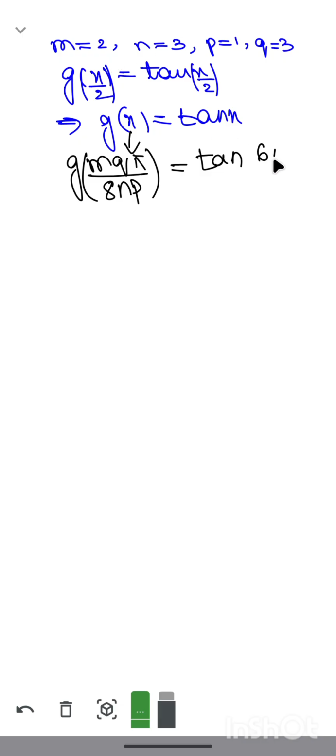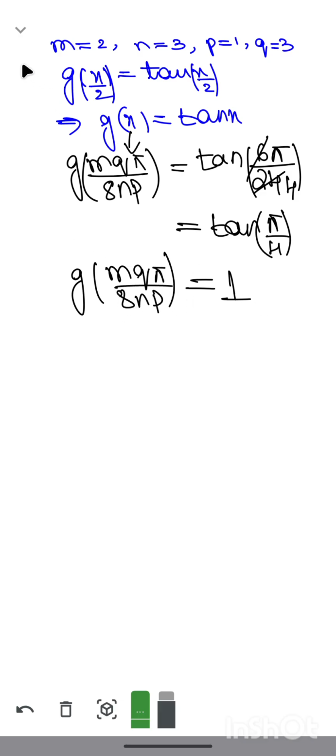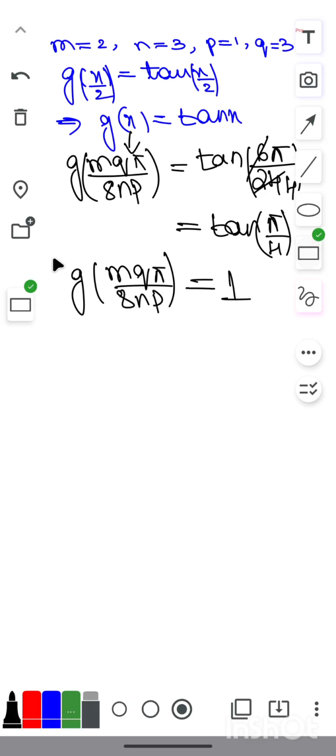2 3s are 6 pi whole divided by 8 into n value. N value is 3. 8 3s are 24 and p value is 1. 24 into 1 is 24. 6 1s are 6, 4s are 24. So finally we are getting tan of pi by 4. Yes, see, we found the answer. Tan of pi by 4 is nothing but 1, which means the value of g of mq pi whole divided by 8 np is equal to 1. Hope you have understood. Thank you.